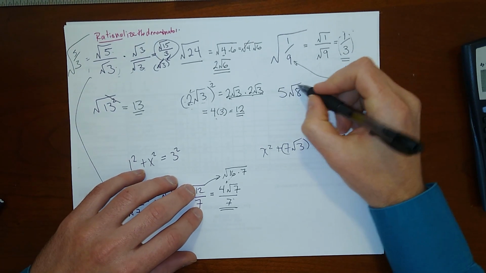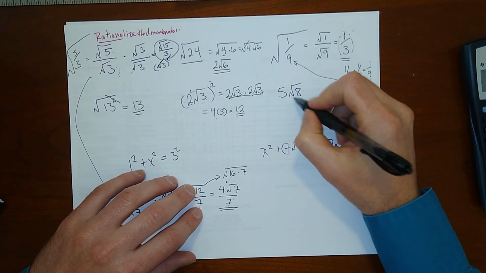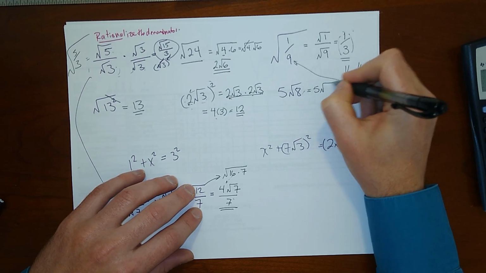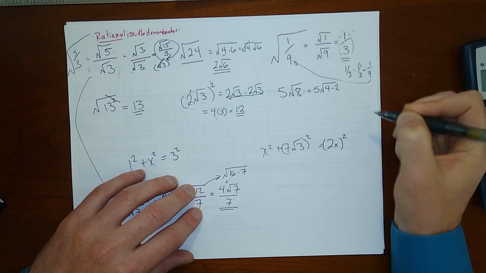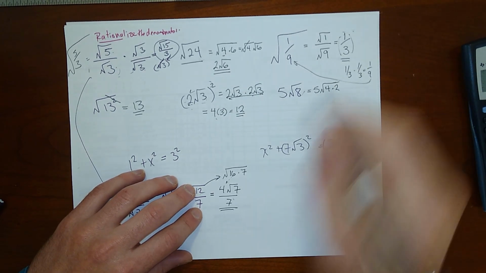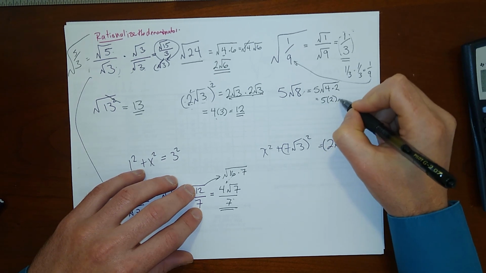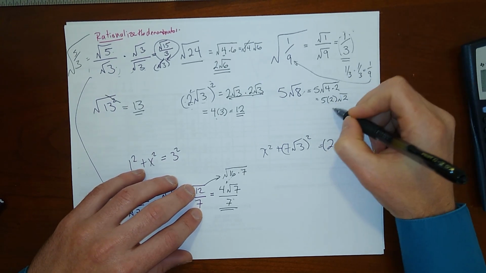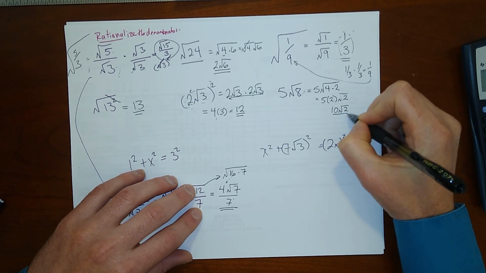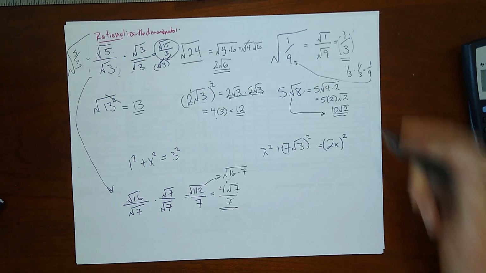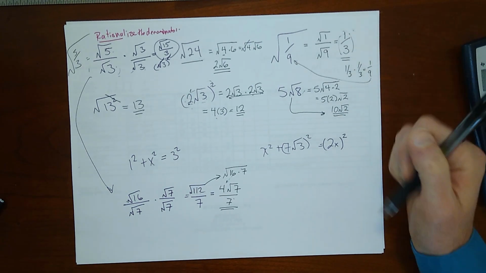5 root 8, well, I can't do much with this except simplify this radical a little bit further. Root 8 is root 4 times root 2. So this is 5 times 2 times root 2, or 10 root 2. So 5 root 8 simplifies to 10 root 2. We get as small of a number here under the radical as we can.